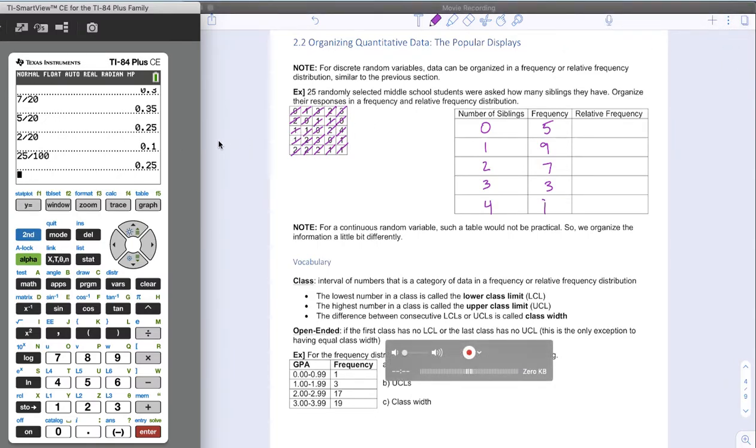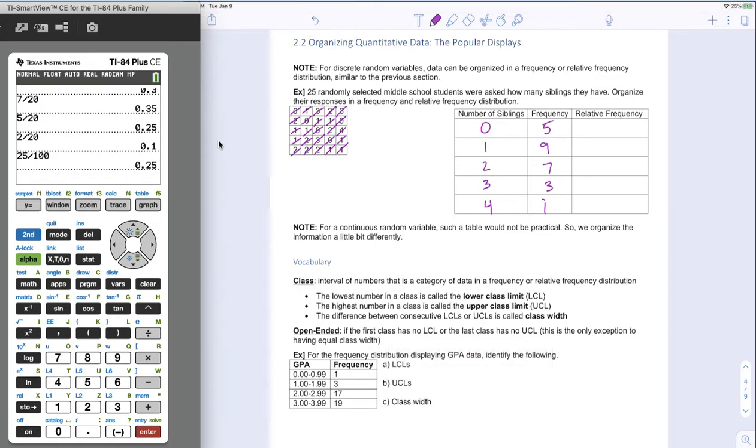Okay, so the relative frequency we need to get by dividing by the total. There were 25 that were surveyed, so we'll divide each of these values by 25. So for 0 siblings, 5 divided by 25 is 0.2. For one sibling, 9 divided by 25 is 0.36. For two siblings, it's 7 divided by 25, so 0.28. For three siblings, it's 3 divided by 25, so 0.12. And for four siblings, 1 divided by 25, 0.04.